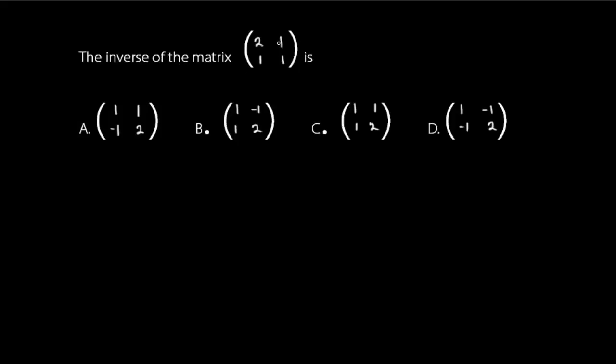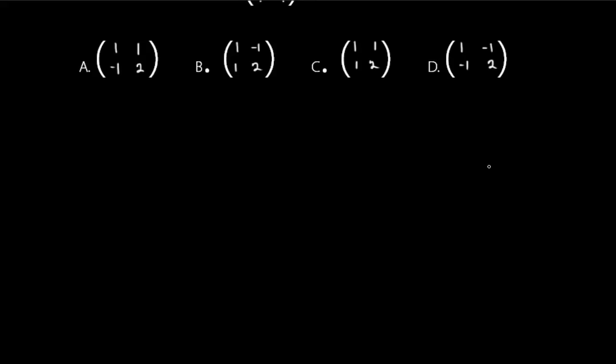The inverse of the matrix that has entries 2 1 1 1 is what? So we are told to find the inverse of this matrix here. Now let's look at this problem generally. Assuming you have a matrix, let's call our matrix A, and assume this matrix has entries a, b, c and d.